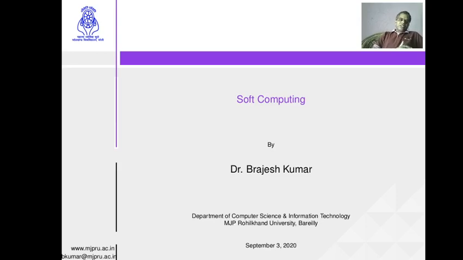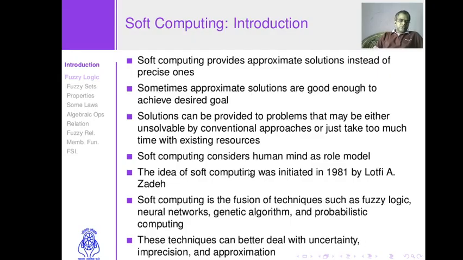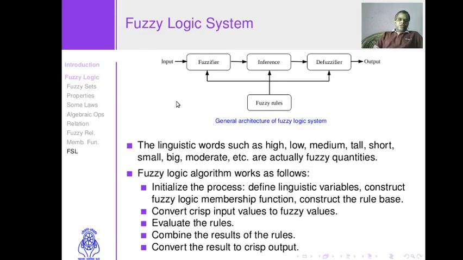So far we have discussed so many things about basic and fundamental concepts regarding fuzzy logic system. Now it's time to discuss how this system actually works. As you can observe in this figure, which shows a general architecture of the fuzzy logic system, there are four major components: a fuzzifier, an inference system, a defuzzifier, and fuzzy rule base.